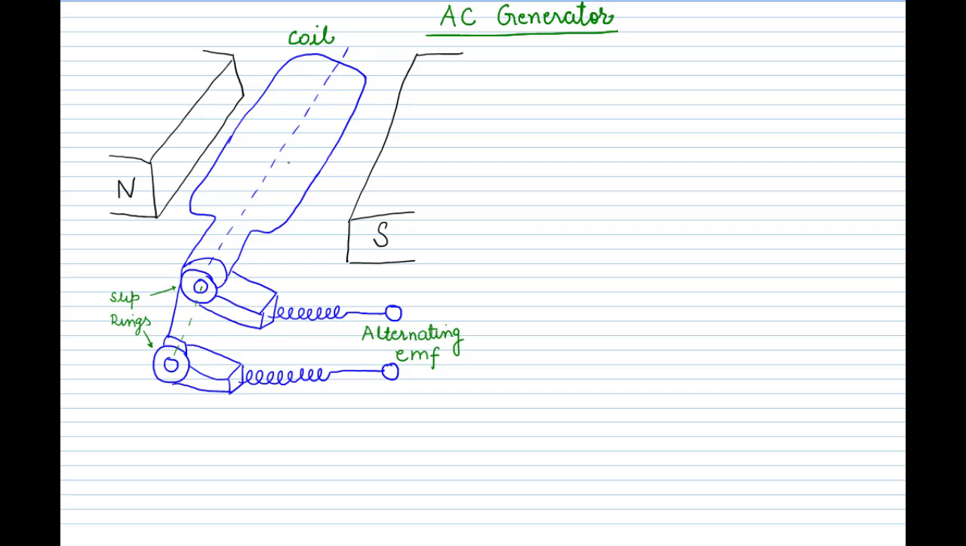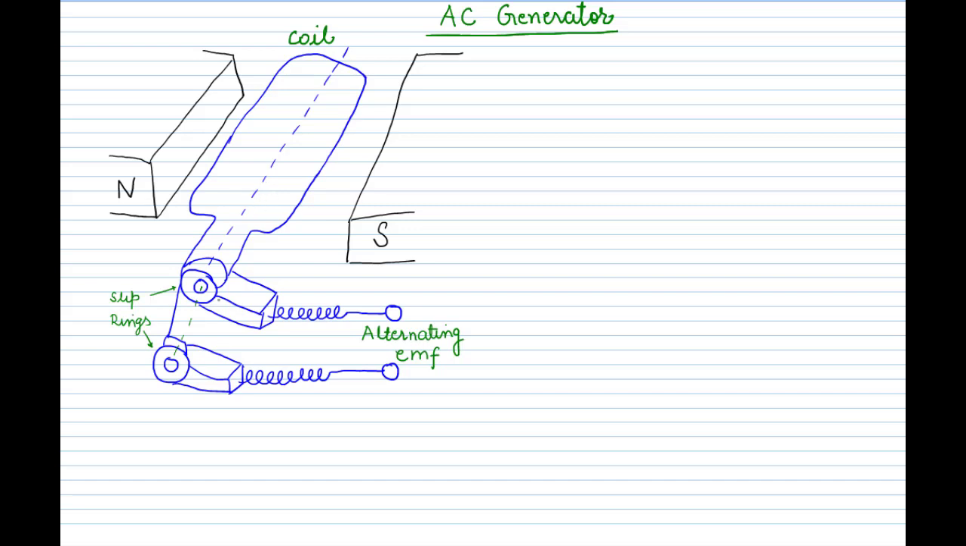So this coil is mechanically rotated in a uniform magnetic field by external means. We are using permanent magnets and we are doing some mechanical work to rotate this coil within this permanent magnetic field. And if we rotate this coil, then due to the rotation, the magnetic flux through the coil will change and an induced EMF is produced in the coil.